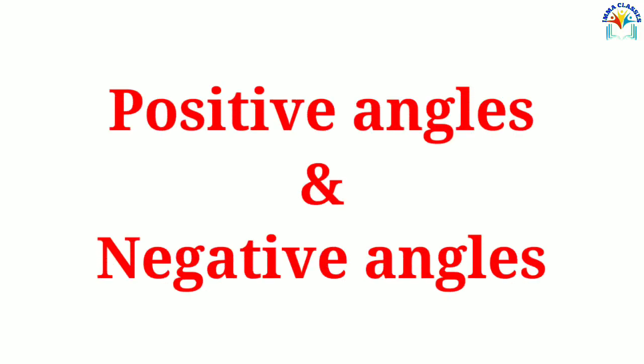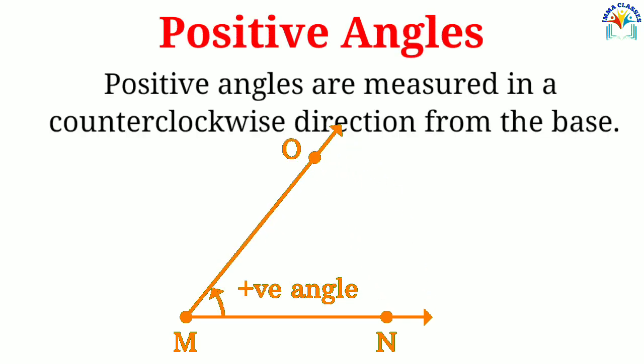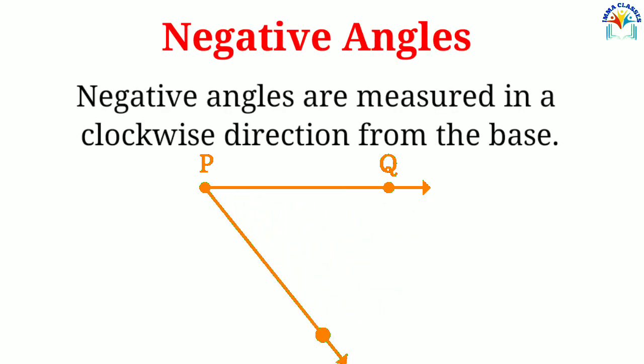Positive angles and negative angles. If the angles are measured in a counterclockwise direction, they are called positive angles. If the angles are measured in a clockwise direction, they are called negative angles.